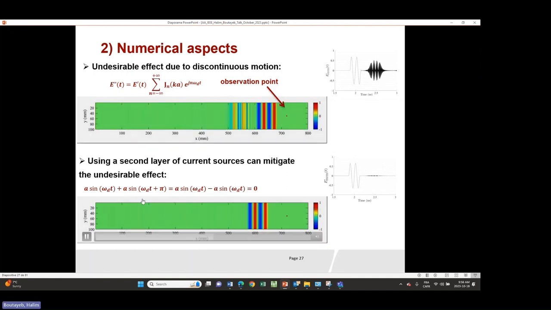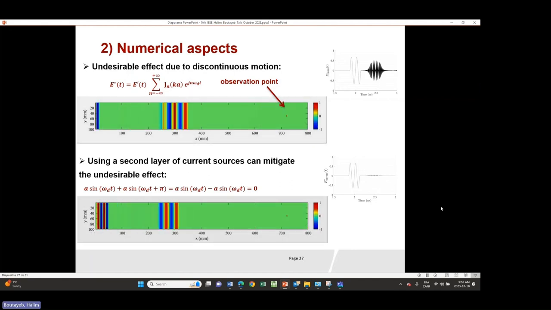If we use more questions in the chat window. Okay, can you tell me, because I have difficulty seeing the questions. Is it okay if I read it out to you? Yes, please.